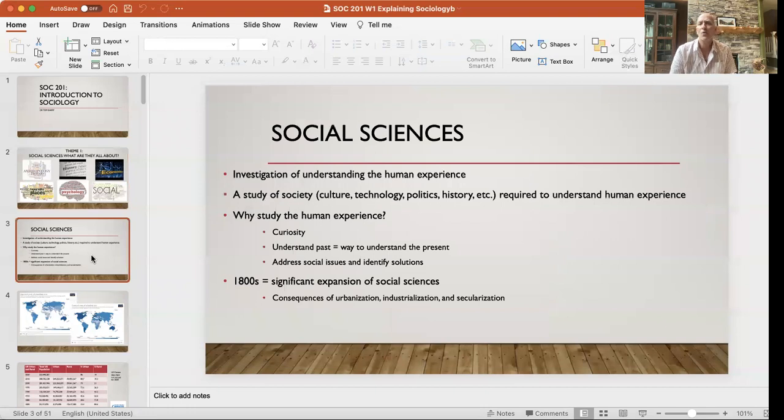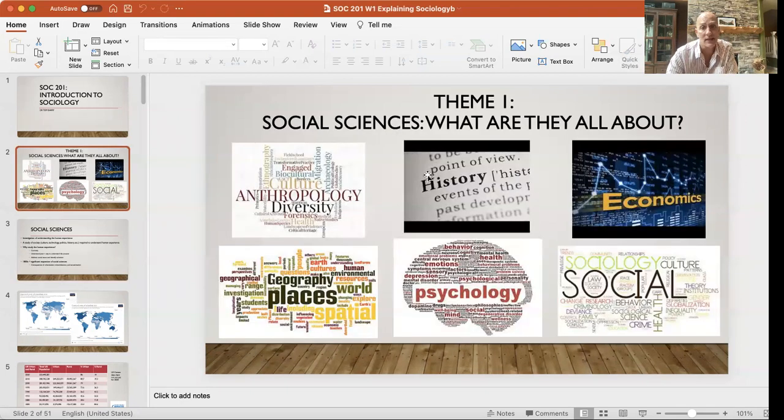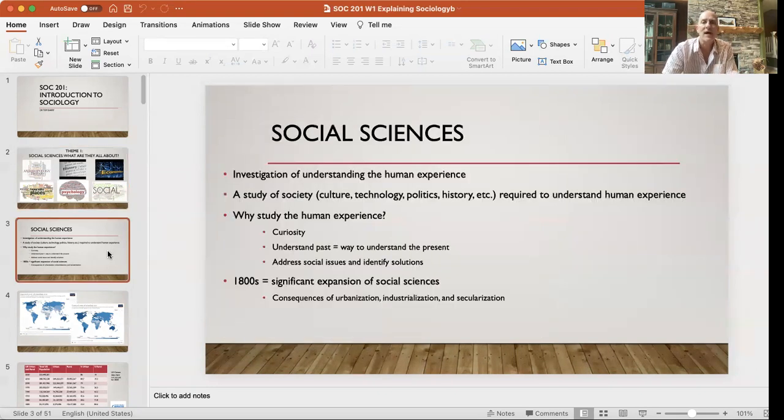So what is the goal of the social sciences? What is this investigation all about? The social sciences are focused on trying to understand the human experience. And to understand the human experience, we need to understand history. Things going on at a neuropsych level or human behavior level, thinking about culture and place, anthropology, thinking about physical place, all these different aspects are really about trying to understand the human experience. And we need to study society to understand the human experience.